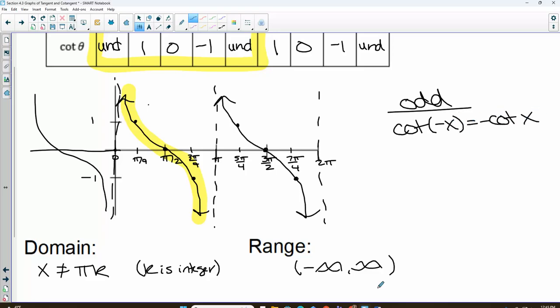So the only even function we have so far is cosine. And remember, that means that if it has a negative on the angle, you can just drop it. All right, any questions about these graphs?